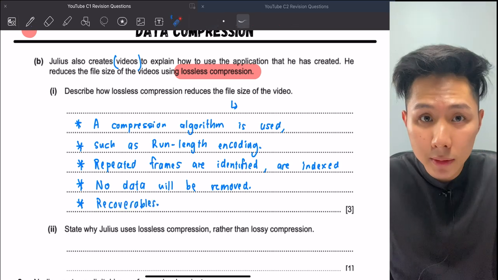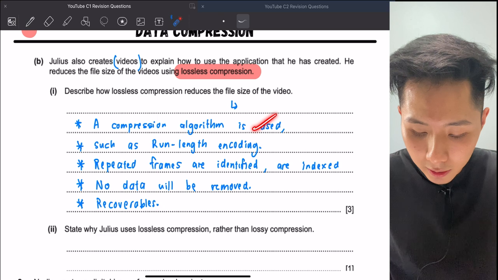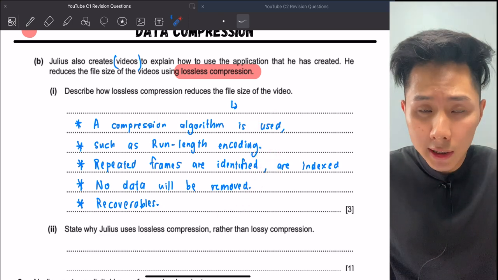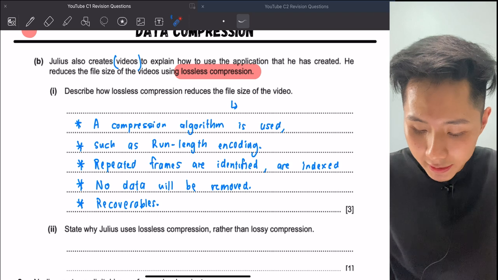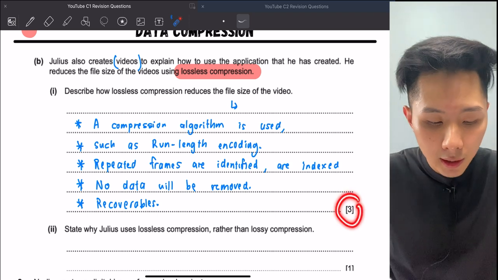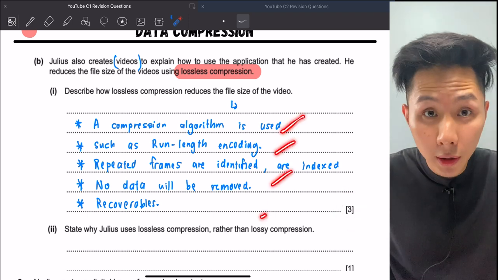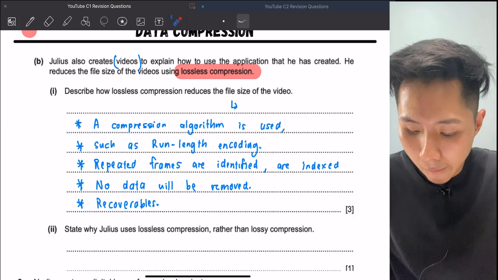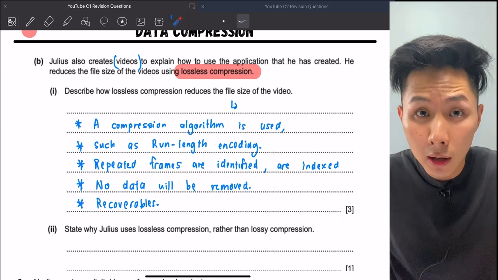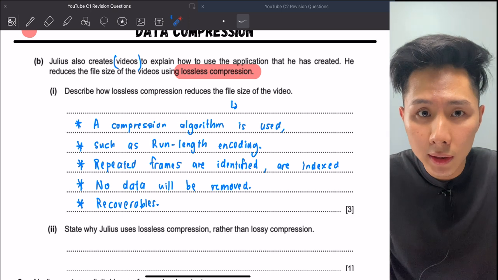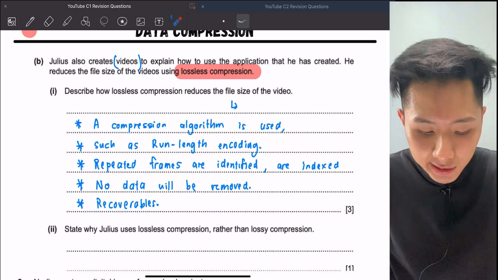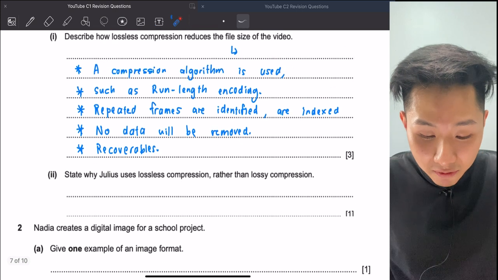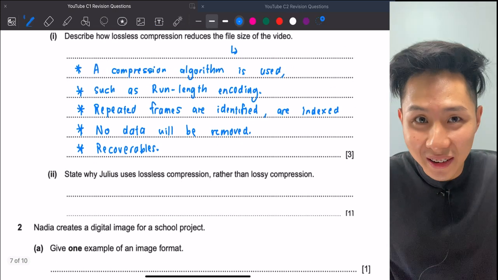So as a marker, I will often look at your answers to see whether you got all these points mentioned. Since this is a 3-mark question, as long as you have any 3 of the points here, you'll get the full mark, regardless of whether your answer is complete or not. Whereas if this is a 4-5 mark question, meaning you have to write more points, then to be safe, you just need to use everything here. Write everything if you know what to write.